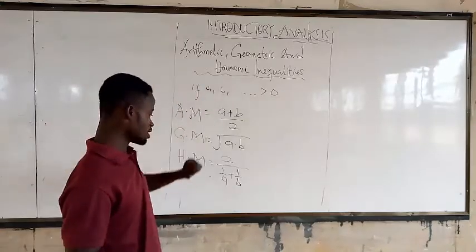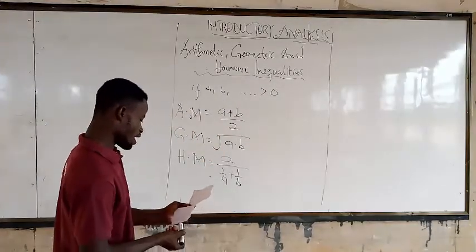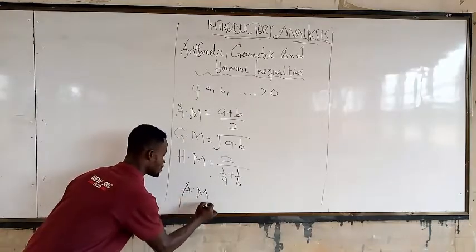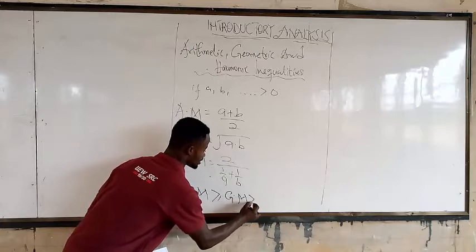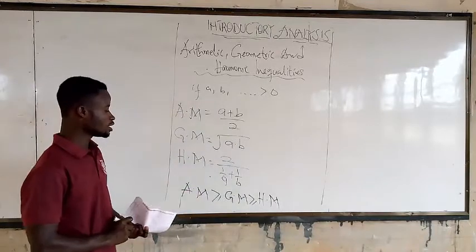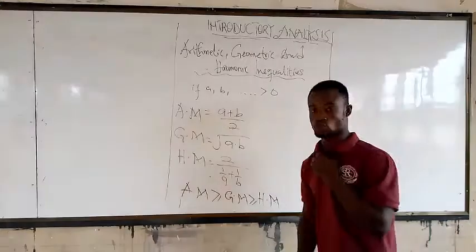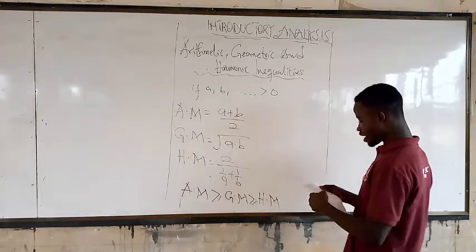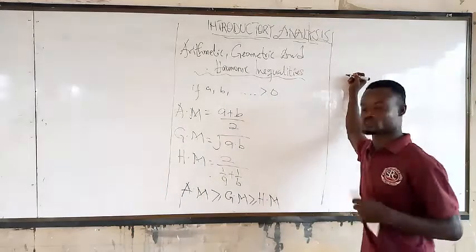Alright, so having these two things, now we are saying that the arithmetic mean AN is greater than or equal to the geometric mean, and that is greater than or equal to what? The harmonic mean. Alright, so we are going to show or prove whether that is true or not using this procedure. So let's first consider the three of them together.